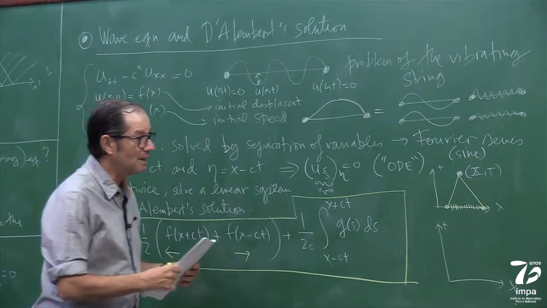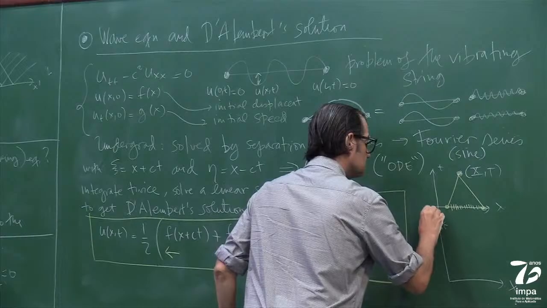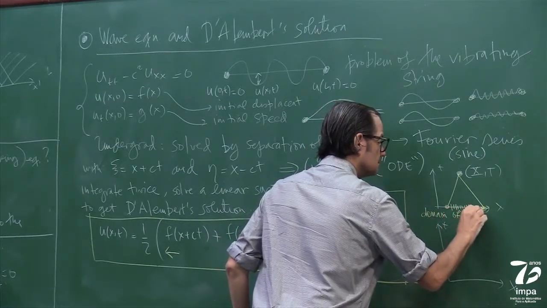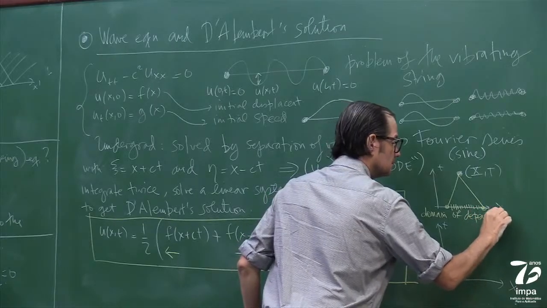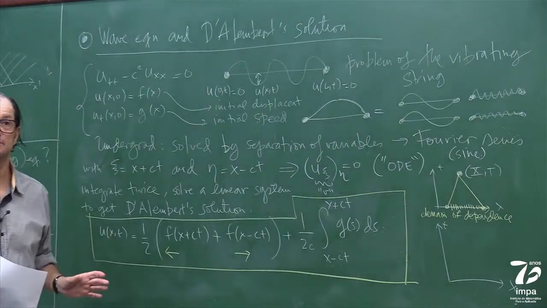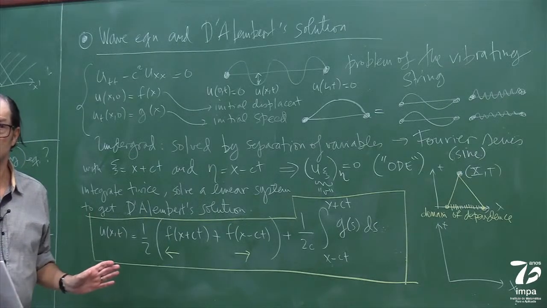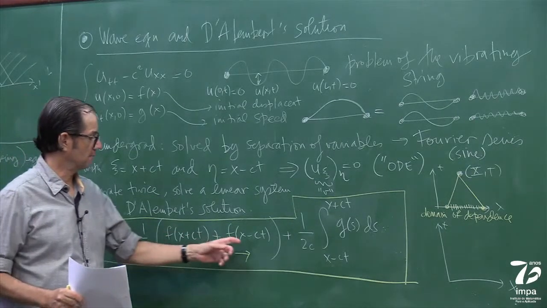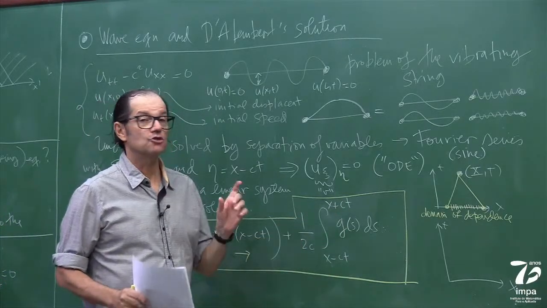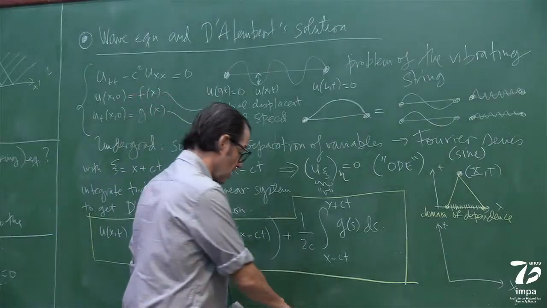Therefore the domain of dependence is this entire closed interval. Is that clear? F, boom, boom. But this guy, you integrate it over that whole region. So look at this.